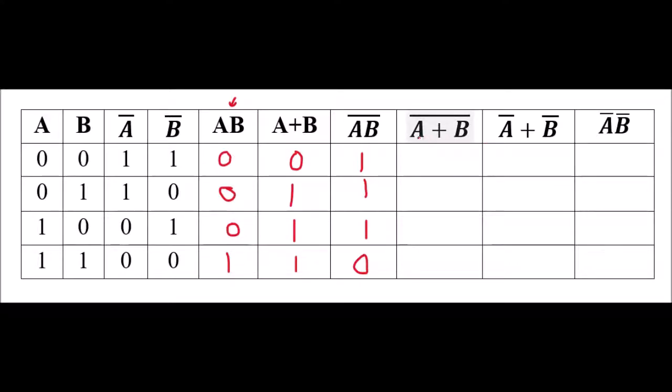Zeros become ones, the 1 becomes a 0. Now let's do this column. This is A or B notted. So I'm going to look at this column and not it. So the 0 becomes a 1 and the 1s become zeros. Okay, two more columns. Let's do not A or not B. Well, I'm going to look at this guy, not A or not B. And if either one of them is a 1, I get a 1. So I will get a 1, a 1, a 1, and a 0. And finally, this last one is not A ANDed with not B.